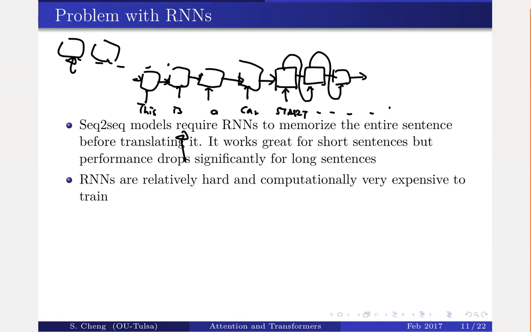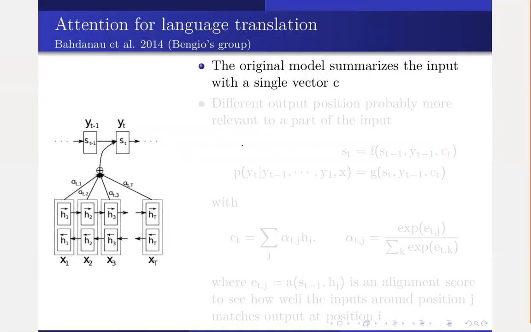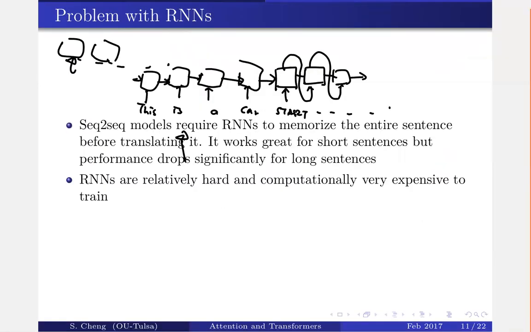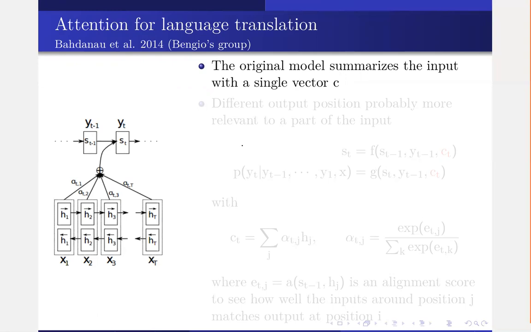So I mentioned our RNN is more expensive to train than, as you will see, the attention model. For the attention model, let's start with a seminal paper by Bahdanau. This is an attention model trying to address some of the issues that I mentioned earlier.